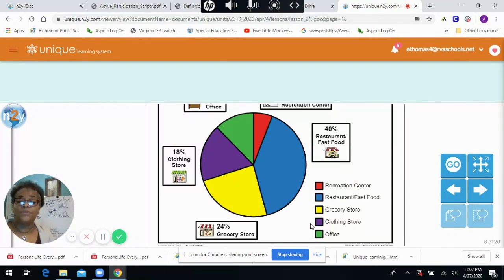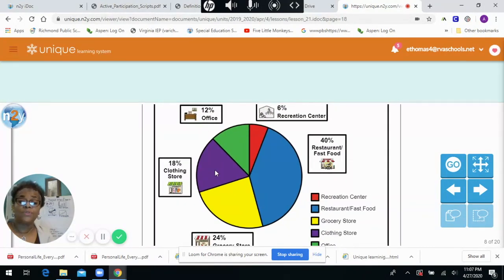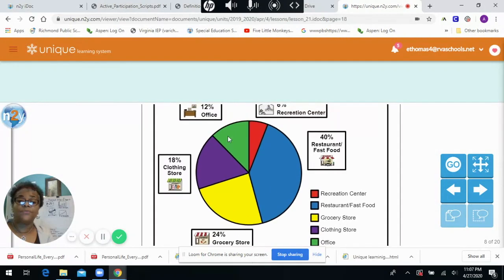Alrighty, so then we go to the next one, clothing store. We have 18% of the students working in a clothing store. 18%. And then we have 12% of students working in an office. So all of these things tell us how many people work from 100% of the people that they asked.